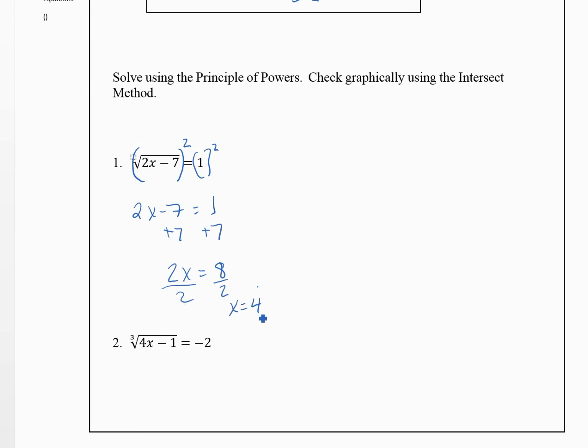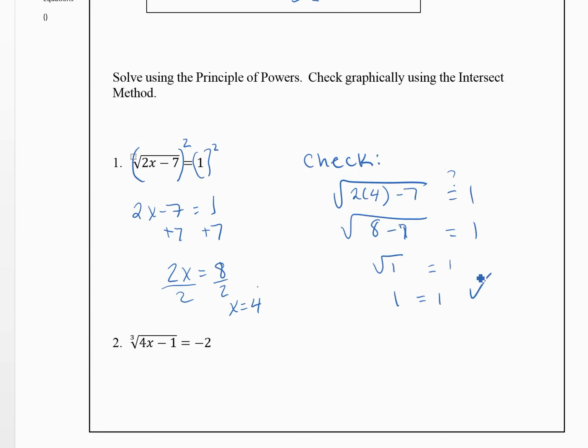Now, when we're squaring things, we have to be careful about what are called extraneous solutions. We'll talk about those in the next video a little bit. But all that really means is we do want to check our solutions to make sure they actually work. Sometimes we'll solve and get a number, but it won't actually work in the original equation. So here, if we plug it in, we want to know is the square root of 2 times 4 minus 7 equal to 1. Well, that would be the square root of 8 minus 7, which is the square root of 1, which is equal to 1. So our solution here is x equals 4.